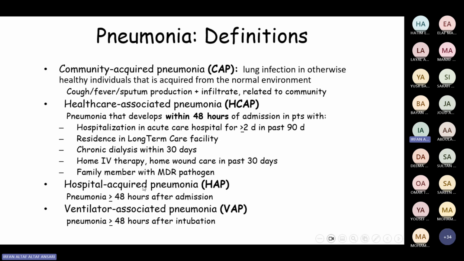While hospital acquired pneumonia can happen to anyone, but the time duration should be more than 48 hours. So hospital acquired pneumonia can happen to anyone who has been admitted to the hospital and develops signs and symptoms of pneumonia after 48 hours of admission. While ventilator associated pneumonia is when a person who is put on ventilation or intubation develops pneumonia after 48 hours, you call it ventilator associated pneumonia.